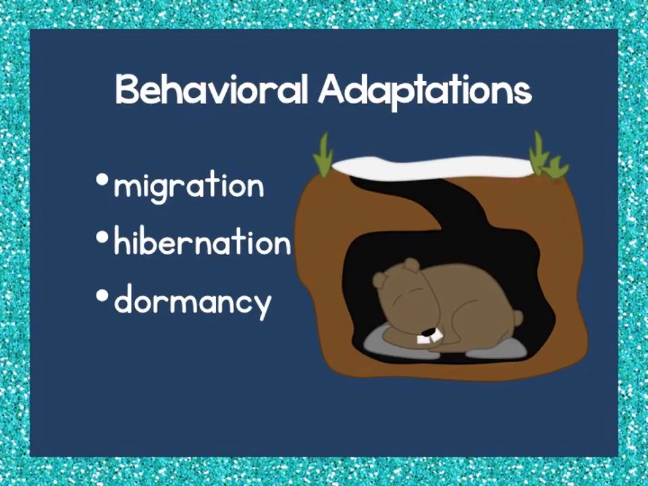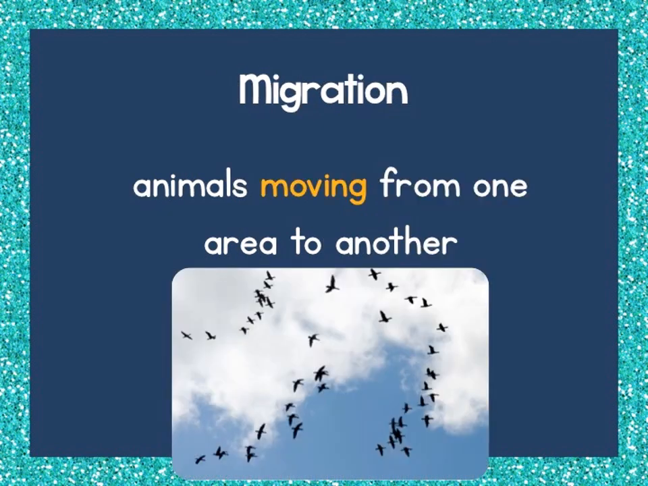Behavioral adaptations are behaviors that animals or organisms can do in order to better survive. And we're going to talk about 3 examples of that. The first would be migration, animals moving from one area to another. So birds or butterflies migrate south because it gets too cold up north, and so they migrate so that they can survive better in that environment.